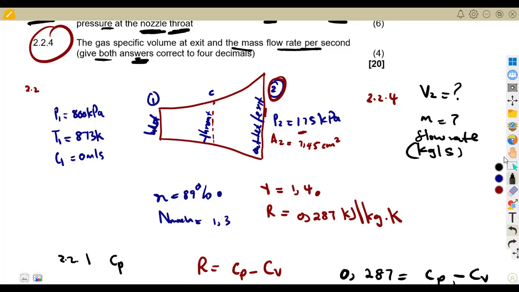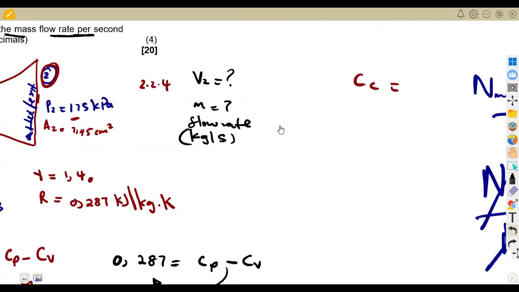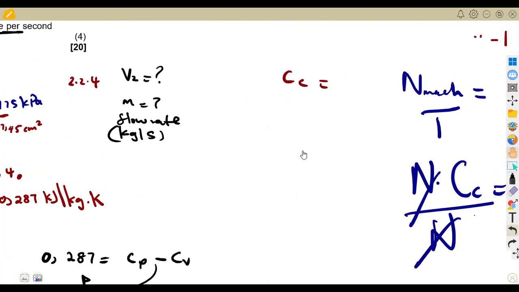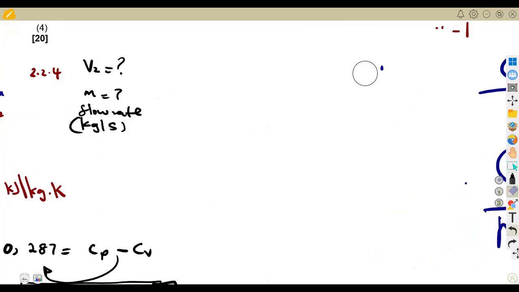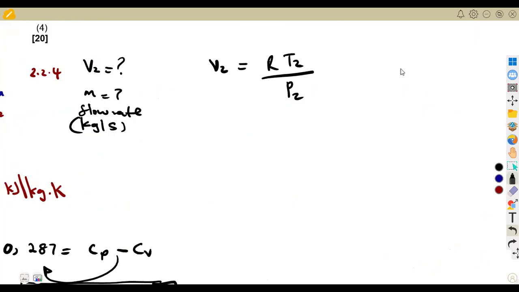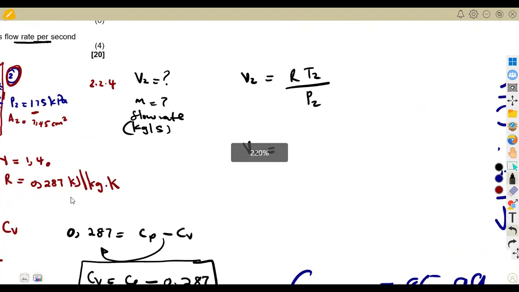All right, so how do we calculate the volume at the exit? I talked about this from our volume. It is taken as the volume per kilogram, which is cubic meters per kilogram, because the mass is taken per kilogram. So if the mass is taken per kilogram, it follows that V2 is going to be equal to R times T2 over P2, from PV is equal to mRT. I talked about this formula. So you just have to substitute V2 is equal to R, the gas constant, which you are given here as 0.287, times T2, the temperature.